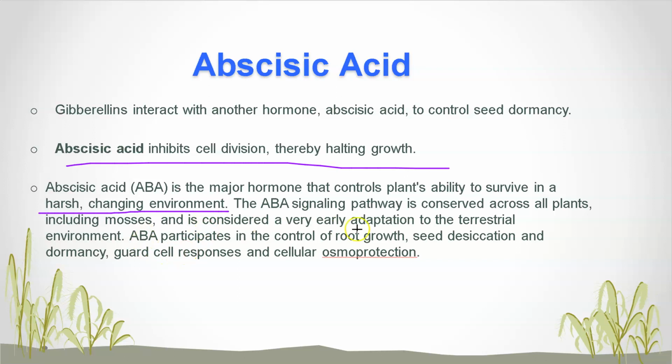So when they say conserved, that's an evolutionary term, meaning it's been conserved through evolution. So it's very necessary, it's very successful. It probably happened early on in life from an evolutionary standpoint. ABA participates in the control of root growth, seed desiccation and dormancy, guard cell responses, and cellular osmoprotection. Very important hormone right there.